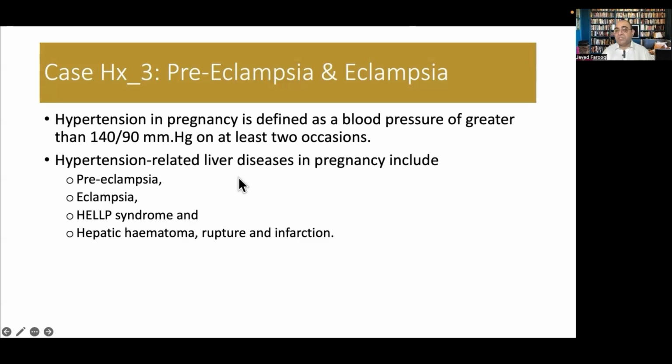Hypertension-related liver diseases in pregnancy include pre-eclampsia, eclampsia, HELLP syndrome, and hepatic hematoma, rupture, and infarction. So these 4 are the hypertension-related liver diseases: pre-eclampsia, eclampsia, HELLP syndrome, and hepatic hematoma, rupture, and infarction.